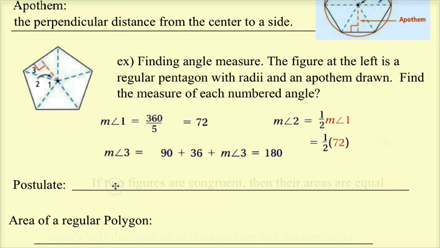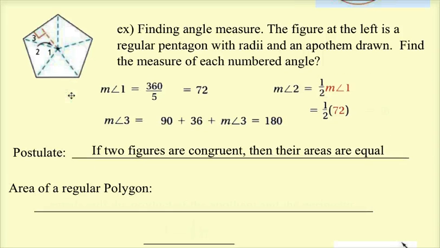An important postulate: if 2 figures are congruent, then their areas are equal. So these triangles right here are congruent, and they're going to have equal areas as well. If 2 figures are congruent, then their areas are equal.